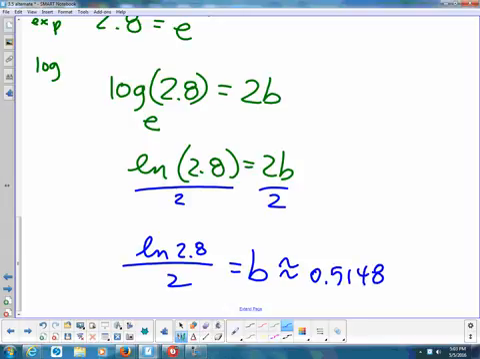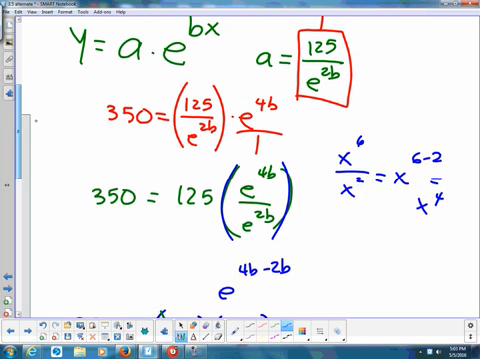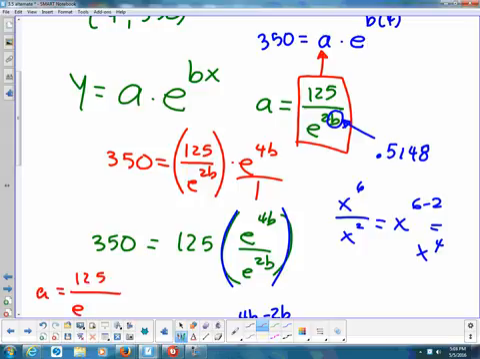So now that I know the b value, I'm going to go back up and plug it in way up here where I have an expression for a. So that b value, which is 0.5148, is going to go right in here for that b value. And so I'm going to write down somewhere, if I can find some room, a equals 125 over e to the 2 times 0.5148. That's going to be my a value. Let's get a value for that.